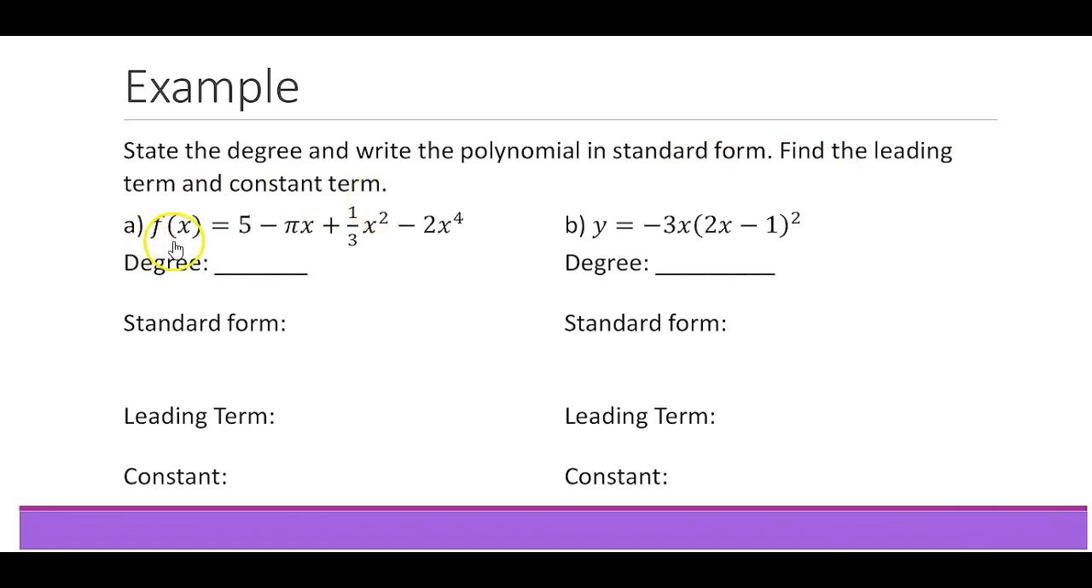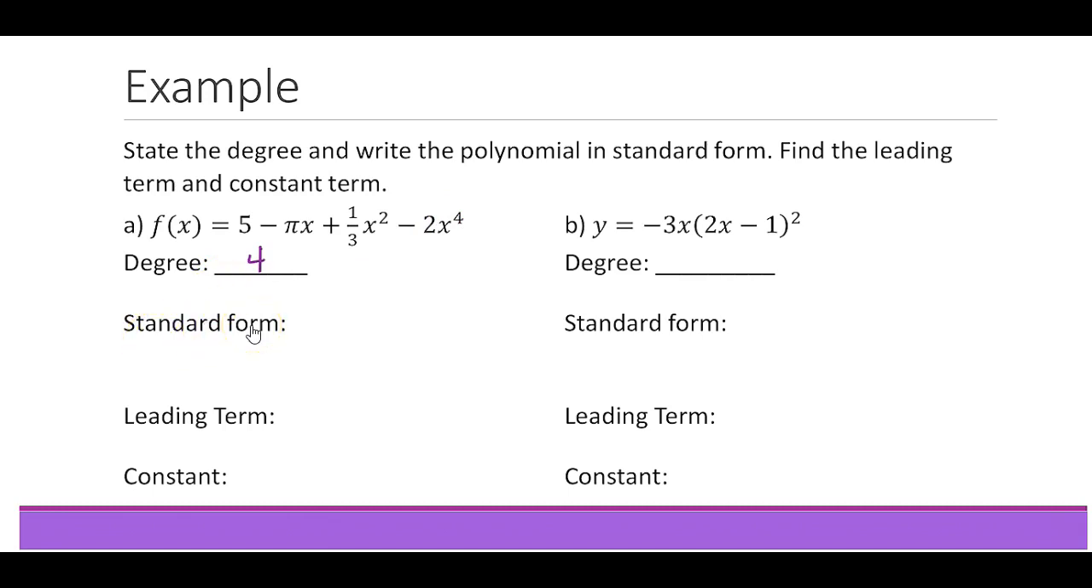In part A, we have f of x equals 5 minus pi x plus 1/3 x squared minus 2x to the fourth. So this is a polynomial. All of my exponents are whole numbers, and all of my coefficients, the numbers in front of variables here, are real numbers. The degree of this polynomial is going to be 4 because that is my largest exponent.